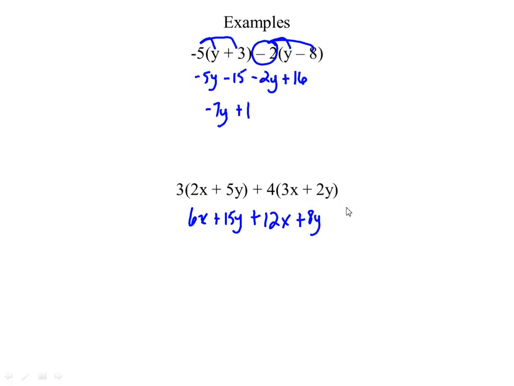On this problem, let's do alphabetical order. X's are going to come first. So we'll have 18x. And then we'll have, what, 23y? How'd we do?